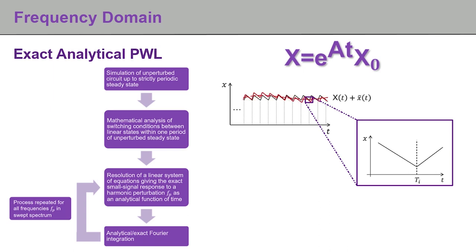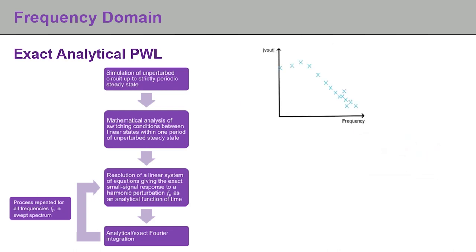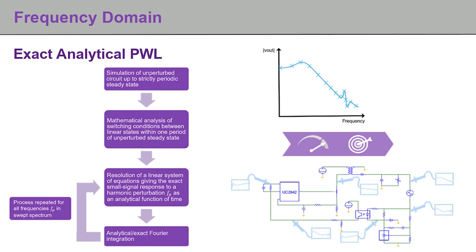This exact time domain formulation of the perturbed signals is then integrated analytically to produce the fundamental Fourier coefficients corresponding to the perturbed frequency. These coefficients are complex numbers giving the gain and phase information of the output signals of interest. Besides speed and accuracy, one extra benefit of the analytical method is that it produces the Bode plot of all analog signals in the circuit in one shot and at little extra computational cost.